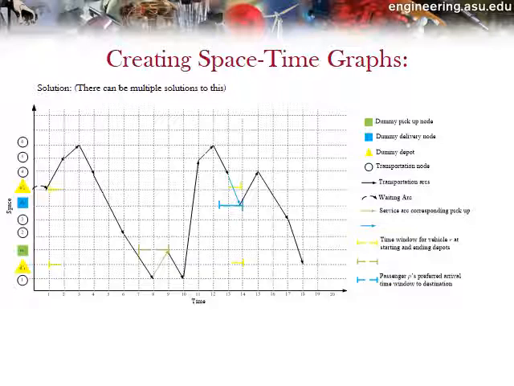Then it went back to node 1, then it went to node 5, then 6, then down to node 4, then it went down to the dummy delivery node. It delivered the passenger in the blue arrow, which, as you see, is within the time constraint. Then it traveled to node 4, then to node 3, and to the dummy depot, back to the depot.